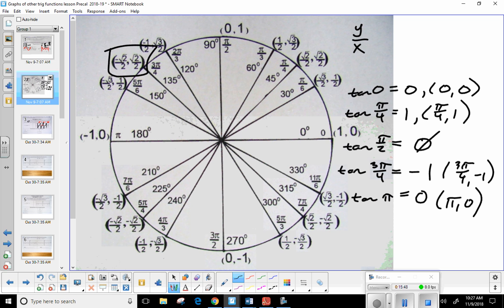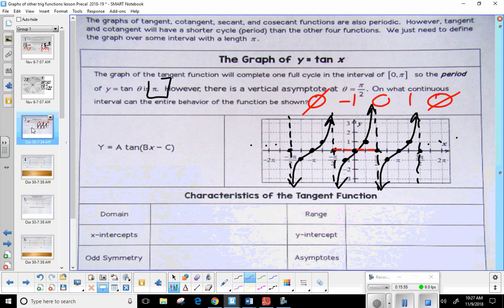Okay. We'll go ahead and start looking at those ordered pairs on the graph that we just created. We start with 0, 0, which is what we have right here. Then didn't we have pi over 4, 1? Pi over 4 is right here, so that's that point. And then what happened when we got to pi over 2? No solution, because you can't divide by 0. Then we got to 3 pi over 4, where we had -1. And then what happened when we got to pi? We got 0. Okay.